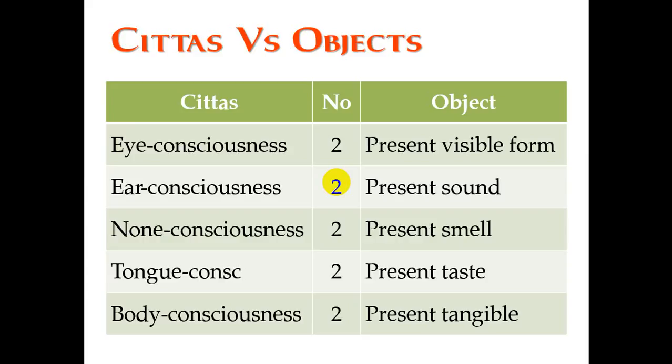Similarly, two types of ear consciousness take present sound. If you heard the sound of one person that you met yesterday, it is not a present one, right? It is already past. So two types of ear consciousness take only present sound. Similarly, two types of nose consciousness take only present smells, and two types of tongue consciousness take only present taste. And two types of body consciousness take only present tangible objects. So these are the classification of Cittas according to their objects, right?